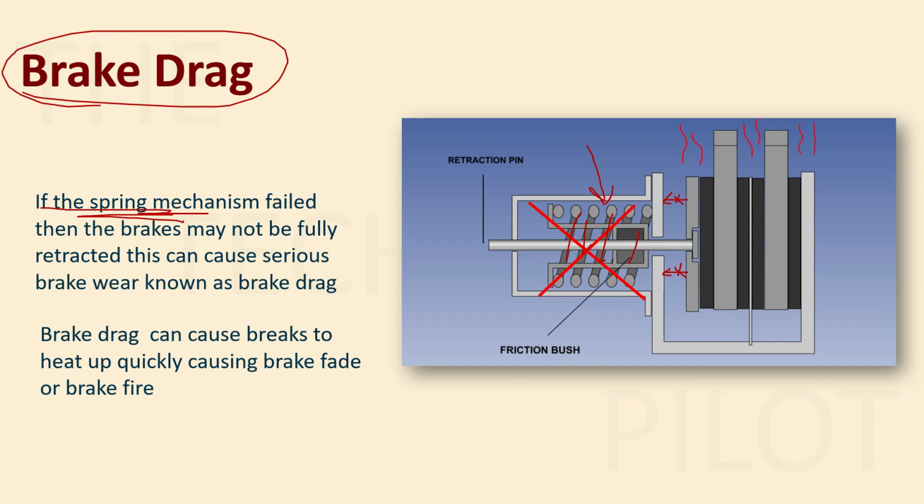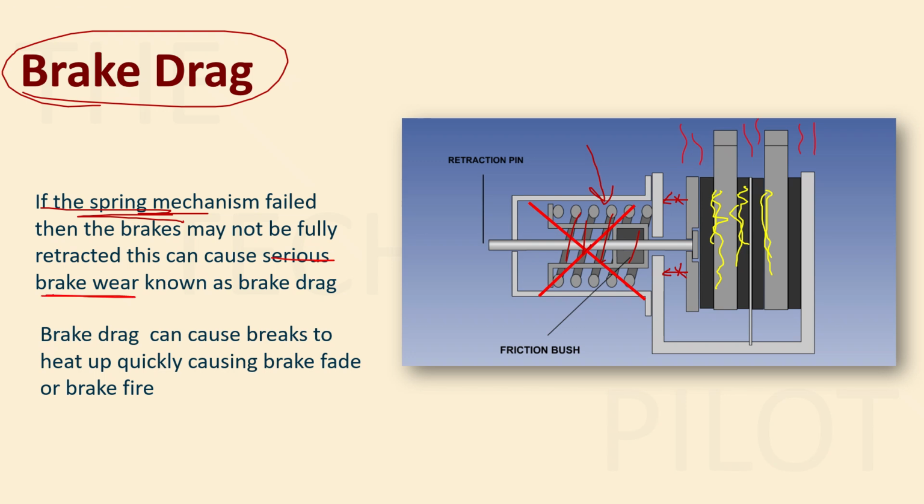So the stator and the rotor assembly will still be in contact, right? The stator and rotor will still be in contact even when I have released the brakes, because the spring has failed, hence it is not able to pull the pressure plate backward, and hence the stator and rotor assembly are still in contact, right? So what will this cause? It will cause serious brake wear, right?